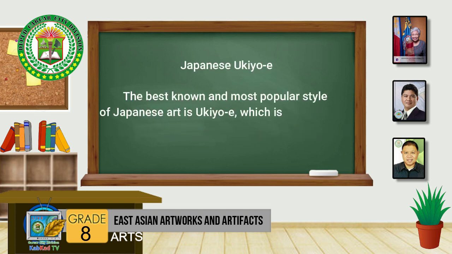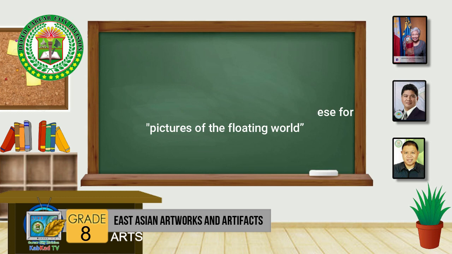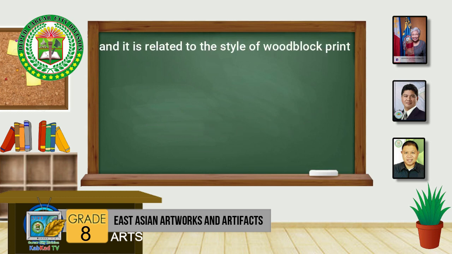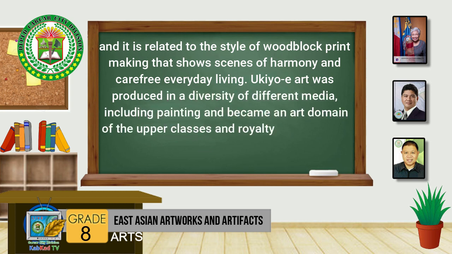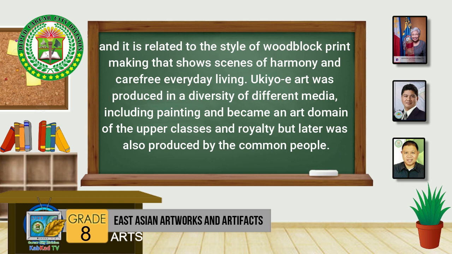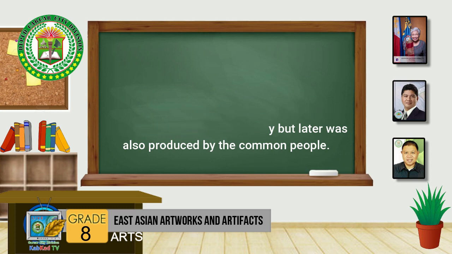Japanese ukiyo-e. The best known and most popular style of Japanese art is ukiyo-e, which is Japanese for pictures of the floating world, and it is related to the style of woodblock print making that shows scenes of harmony and carefree everyday living. Ukiyo-e art was produced in a diversity of different media, including painting, and became an art domain of the upper classes and royalty, but later was also produced by the common people.